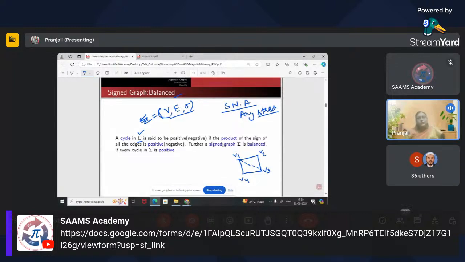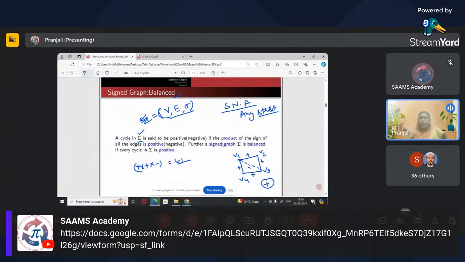Now we will look at this. This is a positive edge, this is also a positive edge, this is negative, this is positive, this is positive. So now if we take the product of the signs, what is the sign? Of course, plus, plus and minus, so it is minus. So the sign of the cycle V1, V2, V3 is nothing but negative. So this cycle is a negative cycle. Similarly, this cycle is also negative. But if we look at V1, V2, V3, V4, this cycle is a positive cycle.